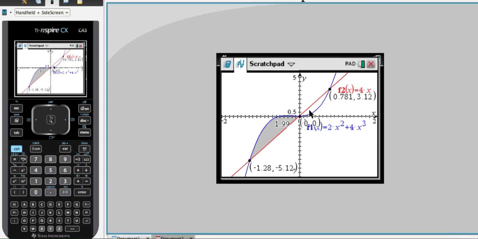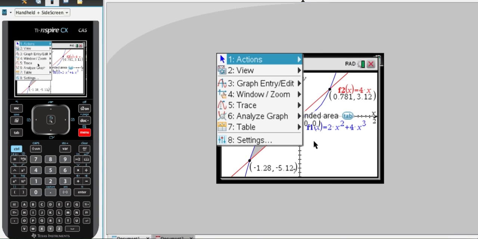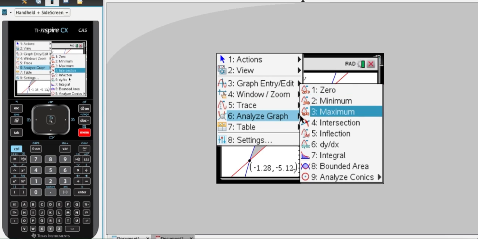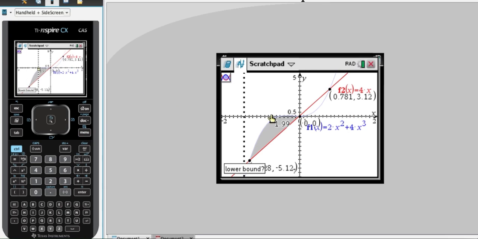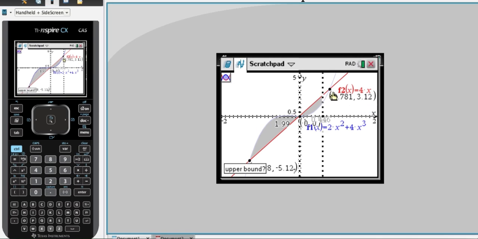And if we want to find the area between the two curves over here, then we just go to menu, analyze graph, bounded area, and then we select as the lower bound the point of intersection in the middle, and as the upper bound the point of intersection at the far right. And it's hard to see, but the value here gives us 0.53 for the area between curves in this region. And that's a great way to find area between curves on the Nspire.